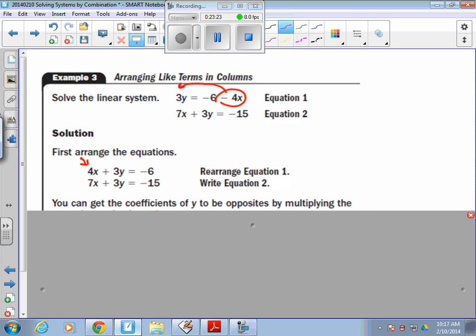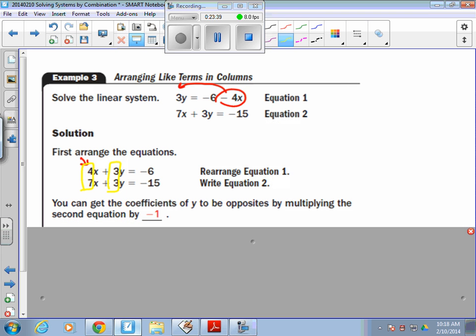You need to make opposite terms. You either need to make opposites out of 4 and 7, which you're going to get all the way to the number 28 if you do that, or make opposites out of 3 and 3. You already have them as the same number. Now let's just make one of them opposite. It chose to multiply the second equation by negative 1. Multiply the whole thing by negative 1.